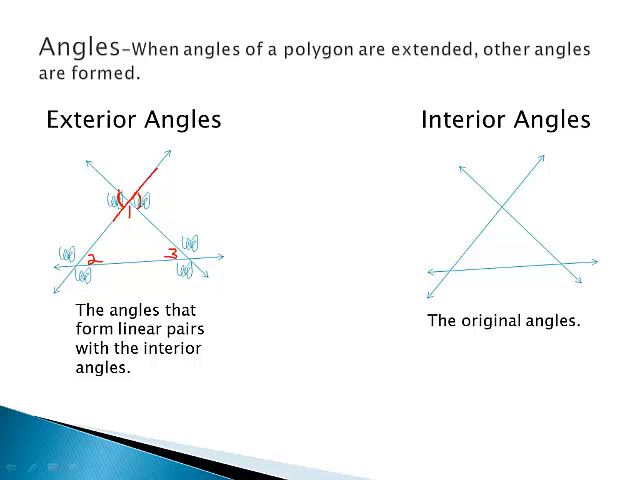Next thing we have is interior angles. And interior angles are going to be angle 1, 2, and 3. So those are your interior angles right there. So interiors inside, exteriors outside, and forming a linear pair.